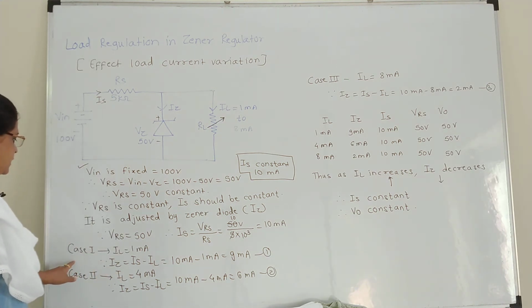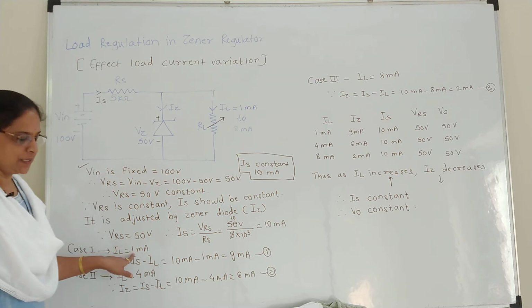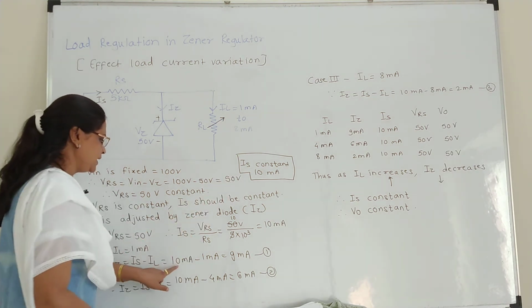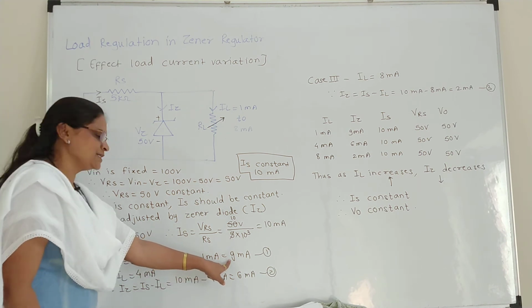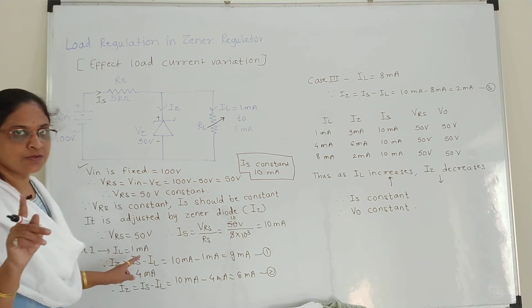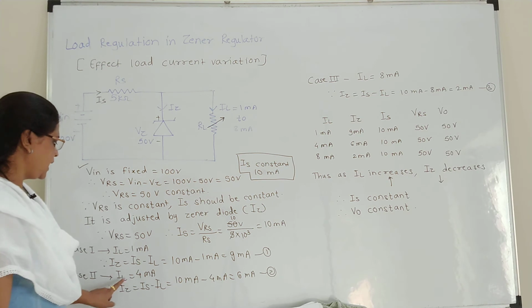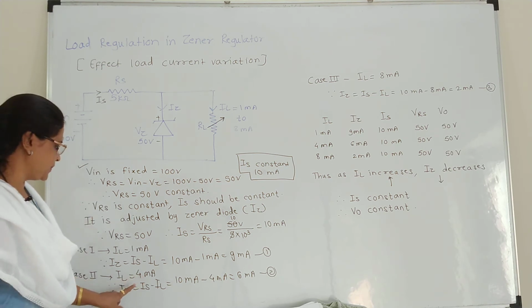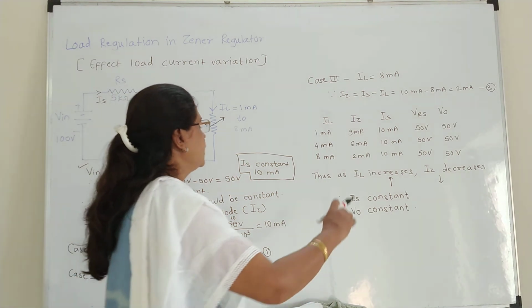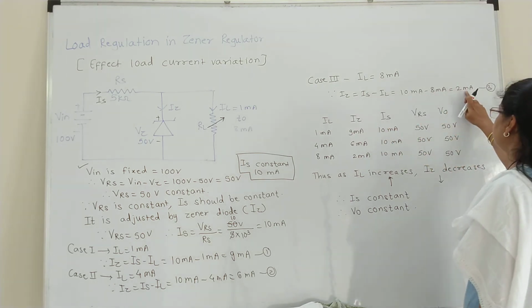Now, first case, suppose RL is adjusted such that IL is 1 milliampere. As IZ is equal to IS minus IL, IS 10 milliampere minus 1 milliampere, then IZ becomes 9 milliampere. IL was 1 milliampere, so IZ resulted as 9 milliampere. Next, IL gets increased to 4 milliampere, then IZ results to be 6 milliampere. Now, as IL is again increased to 8 milliampere, then IZ becomes 2 milliampere.